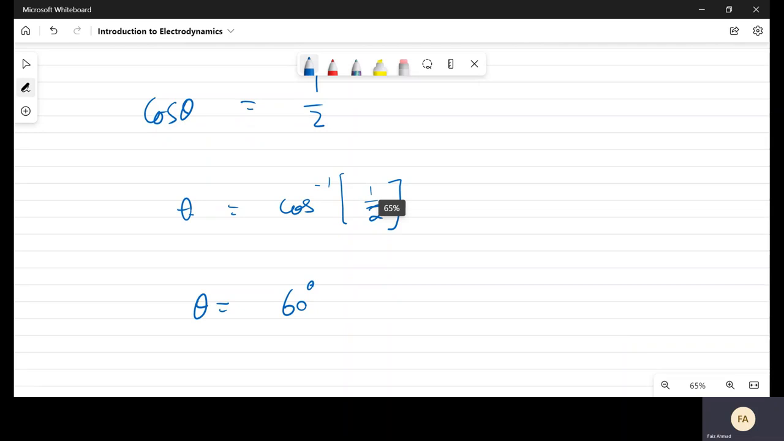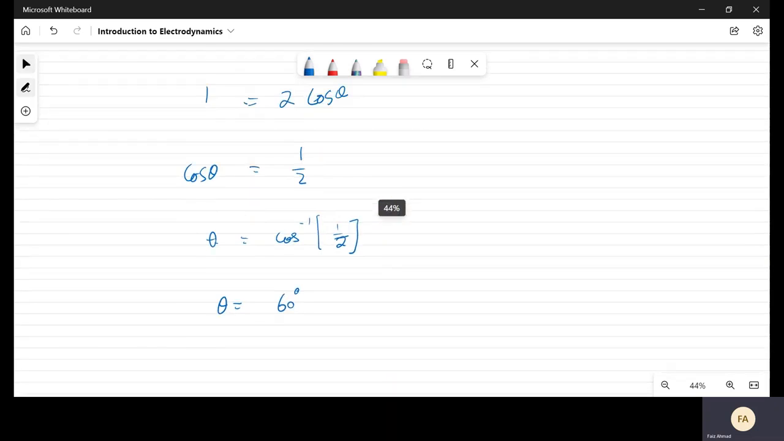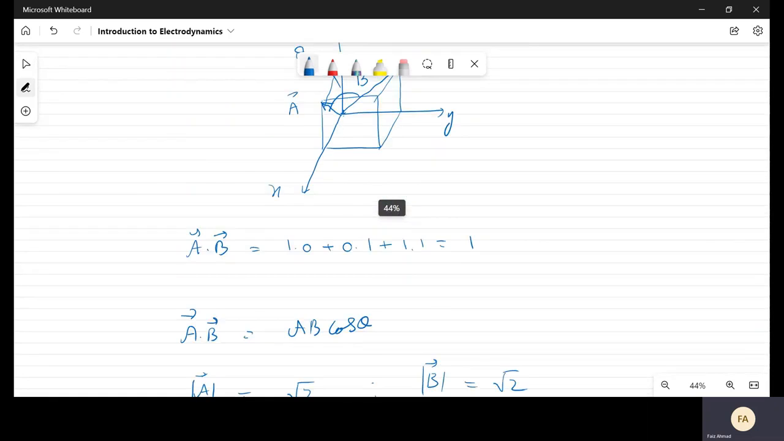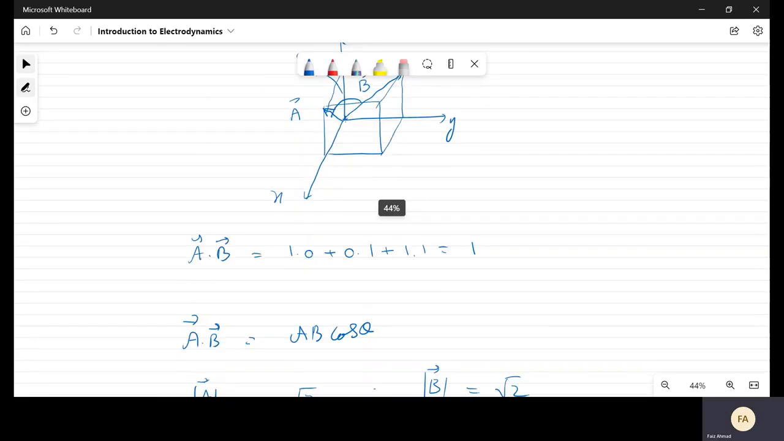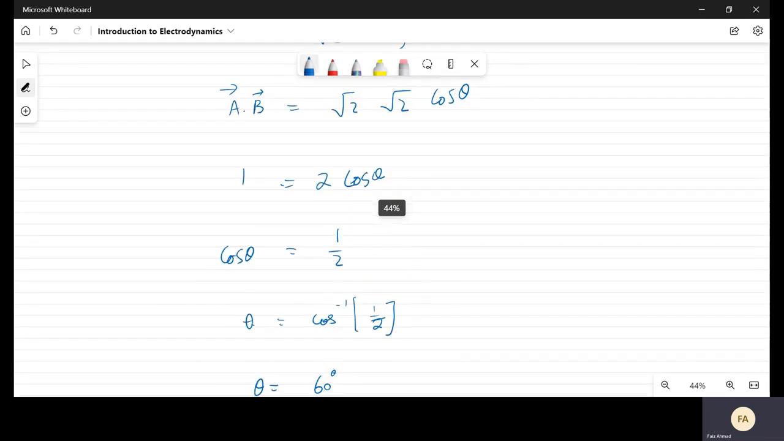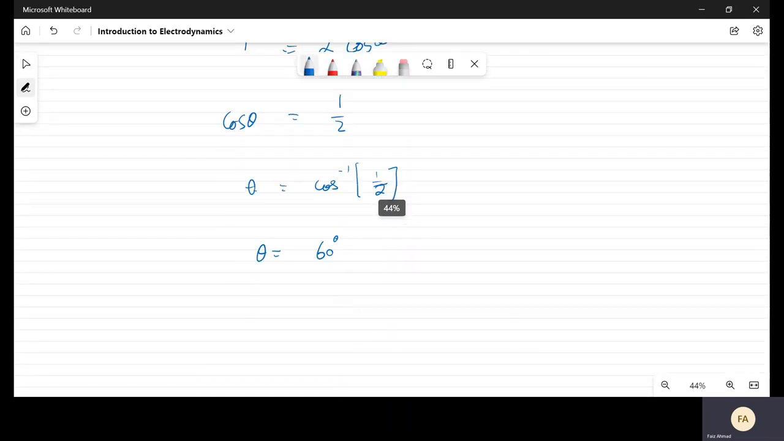So we found theta is 60 degrees between the two diagonals, and if you measure this angle by any scale, you will come up with the same number. So you can use the definition of the dot product to find the angle between two diagonals of a cube. We will continue with the next section in the next lecture.